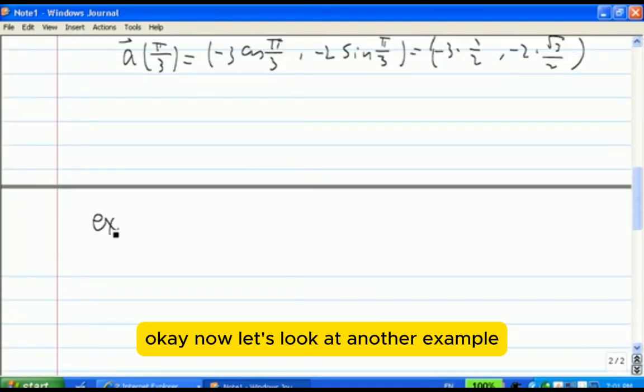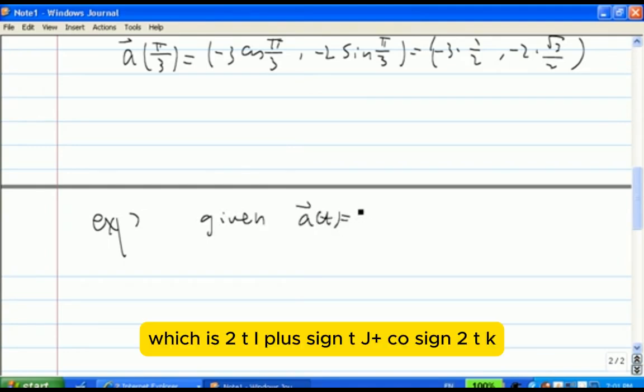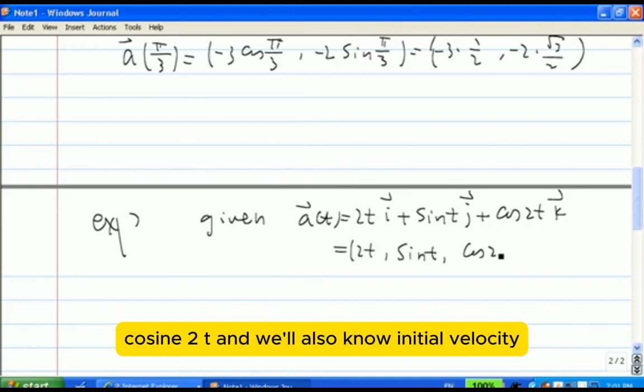Okay, now let's look at another example. In this example, we give you acceleration, which is 2t i plus sine t j plus cosine 2t k. And we also know, this means 2t, sine t, cosine 2t.